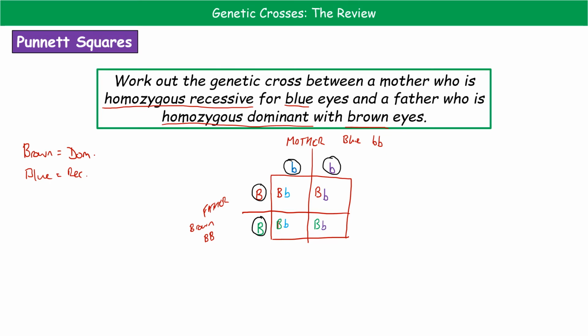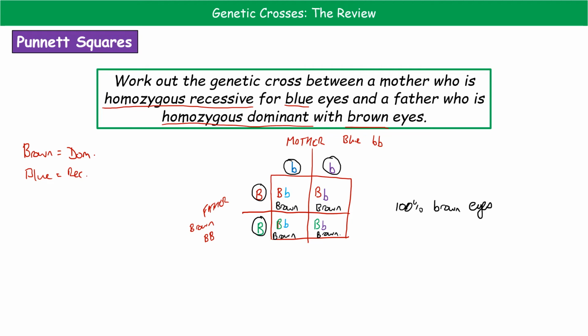We then need to write in the phenotypes. Because we've got a capital B in the top left box, that means it must be the dominant, which is brown. This one also has a capital, so brown, brown, and brown. So in this case, it is 100% brown eyes. The only way we could have blue eyes was if there was a box with 2 lowercase b's. And that's all you need to do.